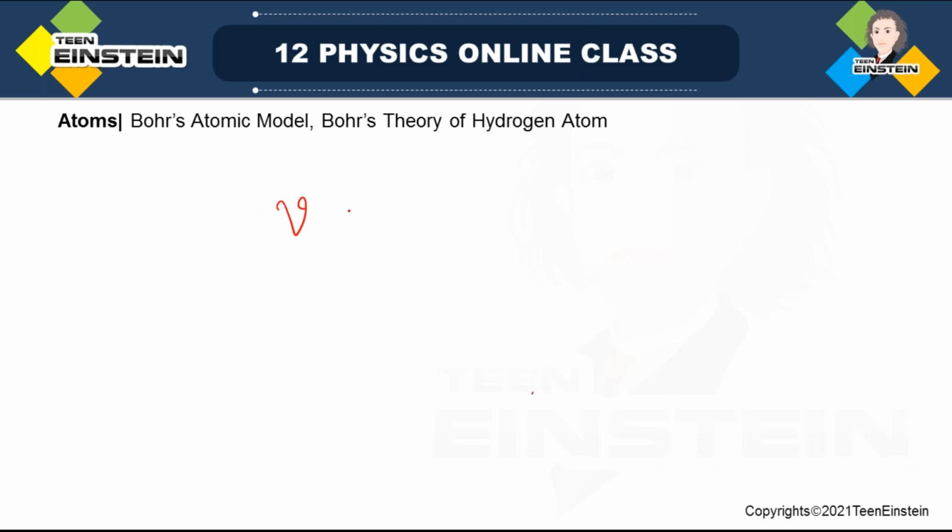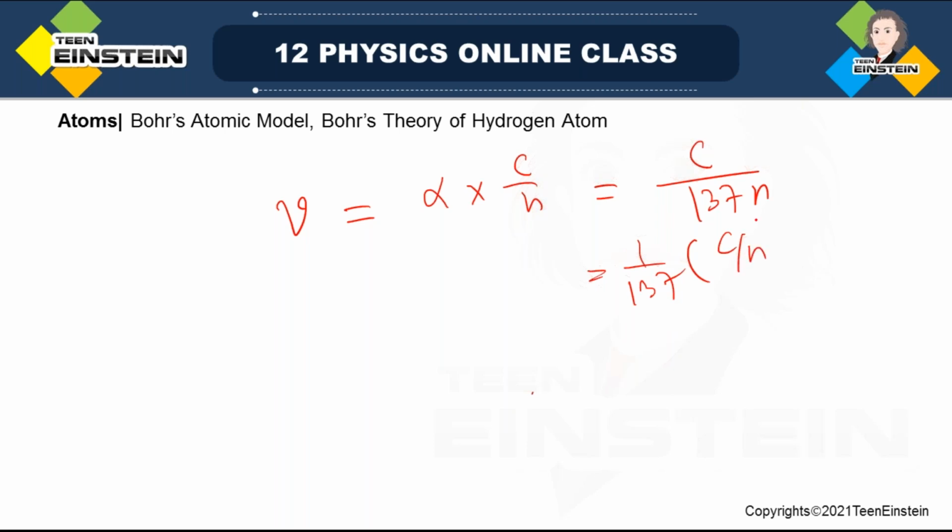For any orbit, the speed of the electron can be written as alpha into c by n, which I can write as c by 137 into n. So this is the general formula for calculating speed for any orbit, for an electron revolving in any orbit.